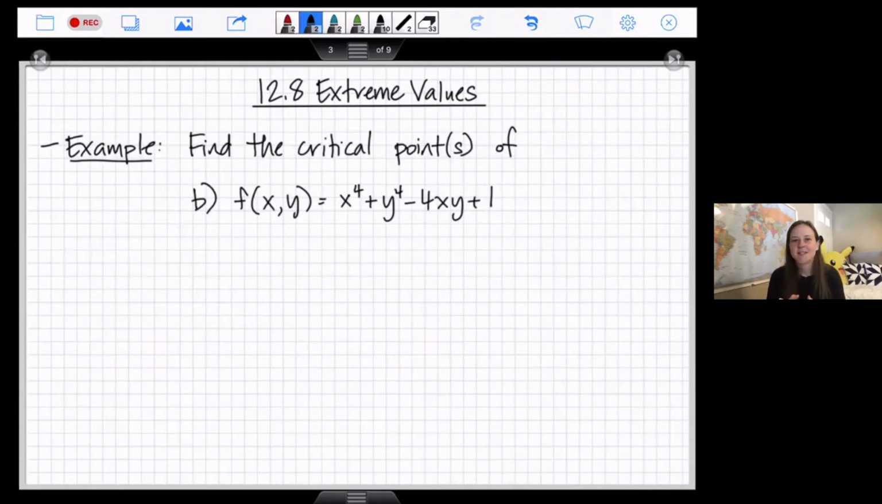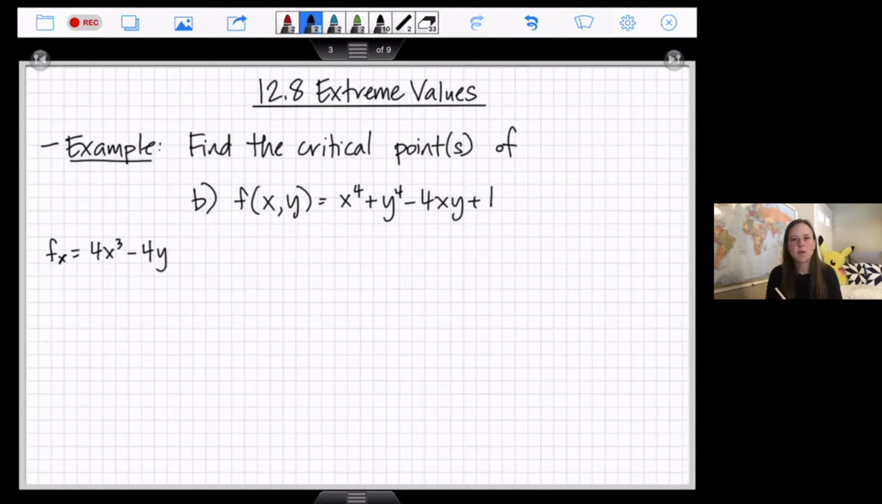All right, let's try one that's a little bit tougher to find the critical points of. So let's take the partial with respect to x and partial with respect to y, and then we'll set them equal to 0. All right, so with respect to x, I'm going to get 4x cubed. With respect to x, the y to the 4th term disappears. That mixed term minus 4xy, we're going to pull off the coefficients, which are going to be minus 4y.